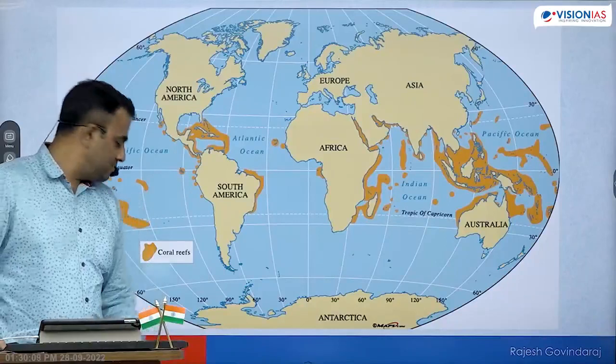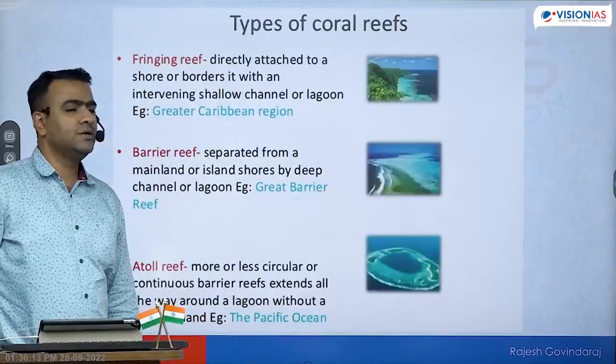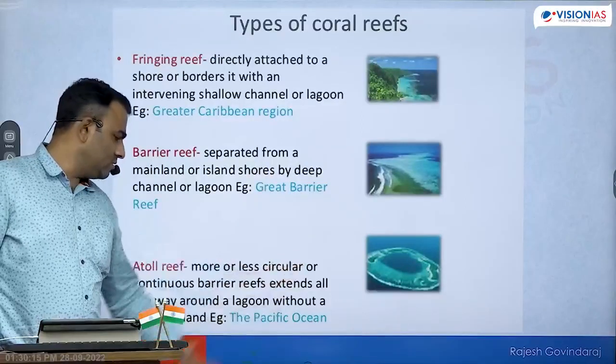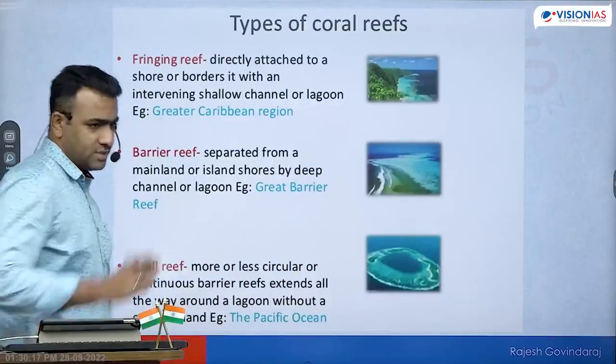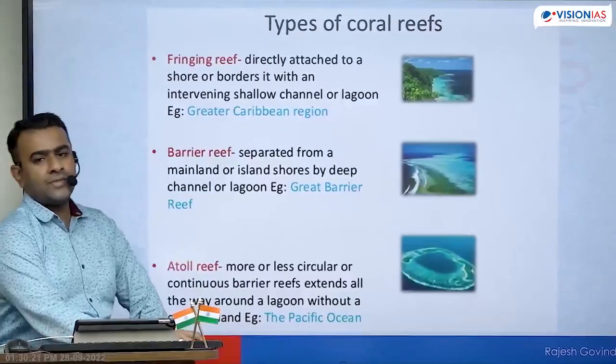So three types. One is fringing reef, second one is barrier reef, third one is atoll. Barrier reef is Australia's. Atolls are majorly in the Pacific Ocean as well as the Indian Ocean. Okay, Maldives, Lakshadweep, they are all atolls. Any doubts here?